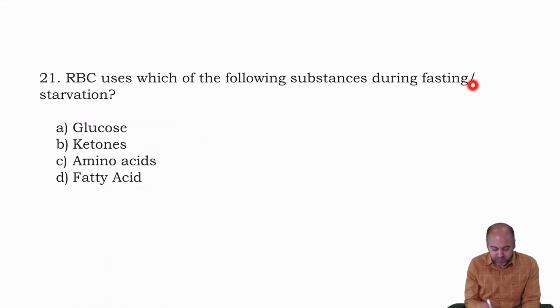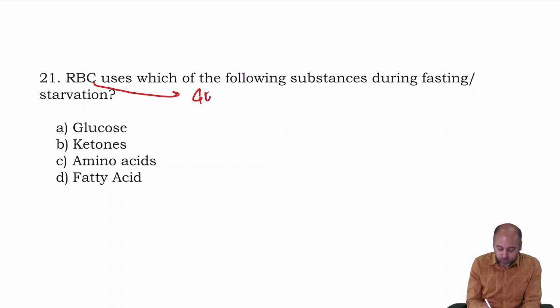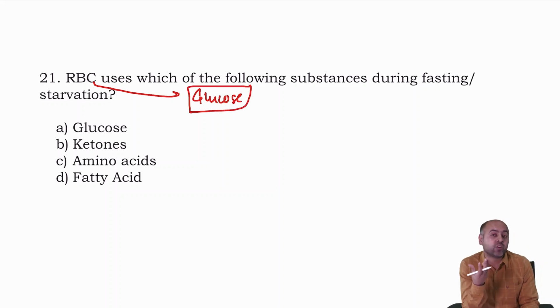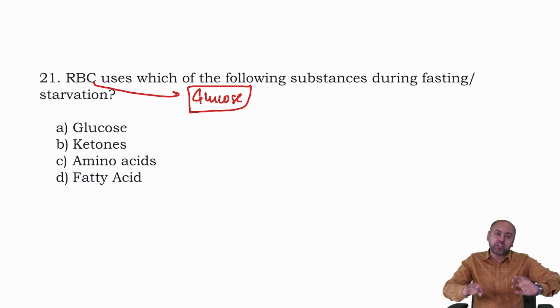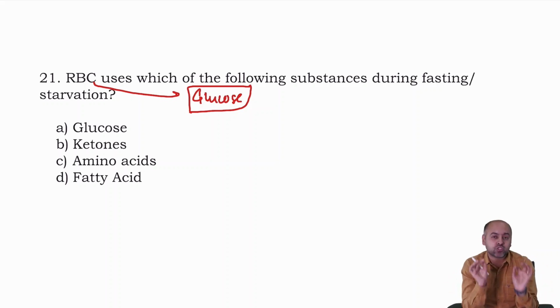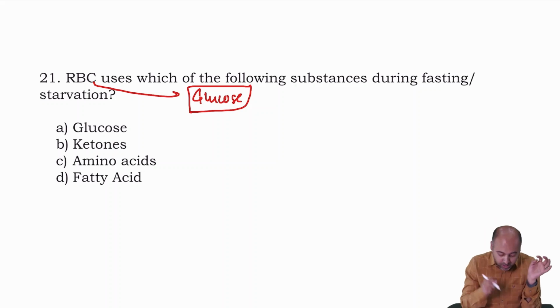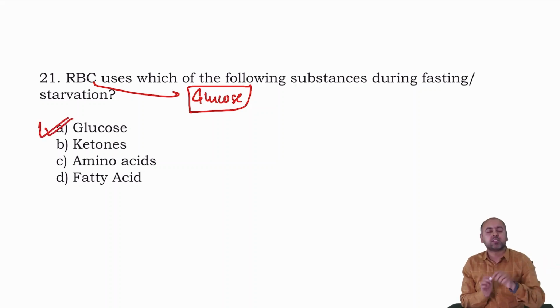RBC uses which of the following substances during fasting and starvation? Please note, RBC can only use glucose, because other fuels' metabolism requires mitochondria, which is not there in RBC. So about RBC, there is no ambiguity. It is the only cell which exclusively uses glucose. So you can just simply mark glucose without any confusion.